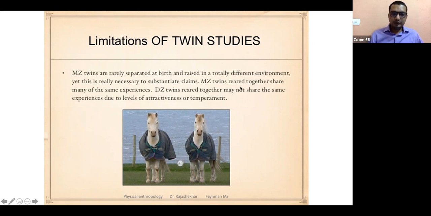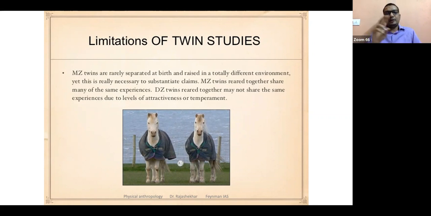And monozygotic twins reared together share many of the same experiences. Compared to dizygotic twins, as I was telling you, they are treated in the same manner. You don't treat two brothers and sisters, or two brothers, if they are non-identical in the same manner as you treat them if they are monozygotic twins. You agree with that? Monozygotic twins are treated more similarly than dizygotic twins. So that difference can also account for some of the difference we see in the outcome. And dizygotic twins reared together may not share the same experiences due to levels of attractiveness or temperament.